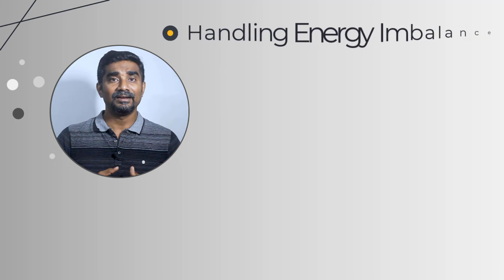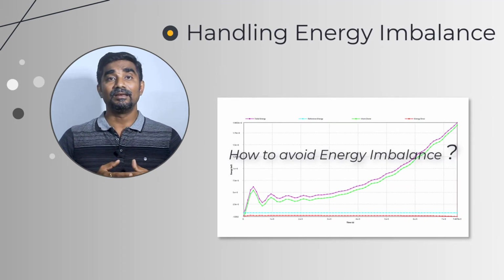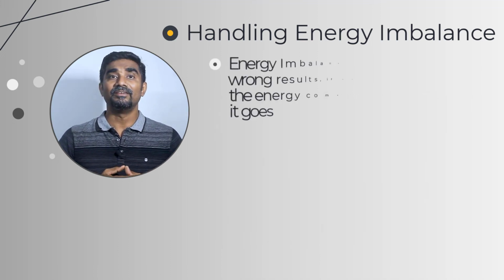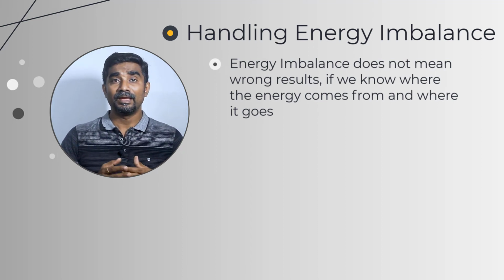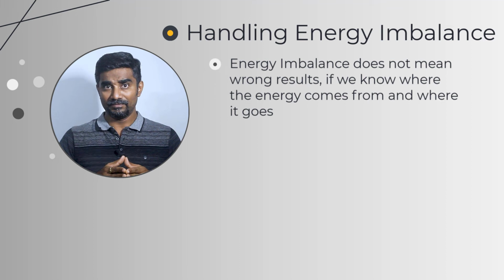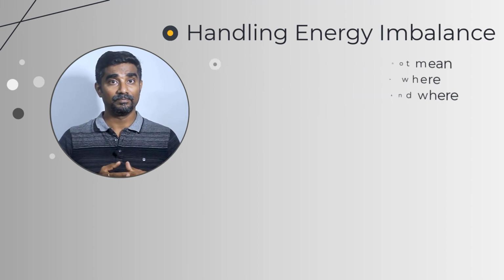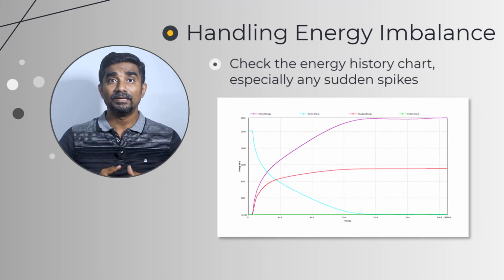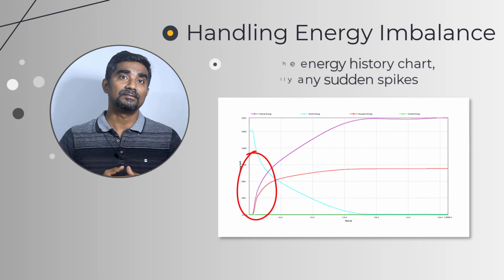Now let us understand how we can handle the energy imbalance in the system. As discussed earlier, we can check the energy imbalance differently in different products. If it can be explained and we know where the energy comes from and where it goes, it should be fine. The energy imbalance does not mean that the results are completely wrong. For any product, while performing explicit dynamics analysis, usually the user only needs to pay attention to the energy balance and if there is a spike in the energy history chart.